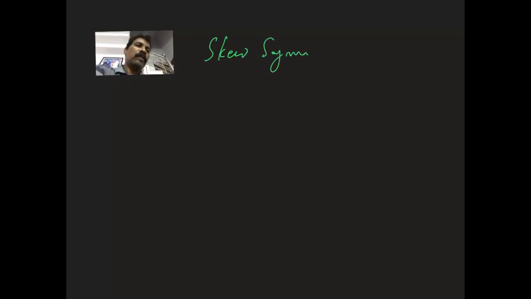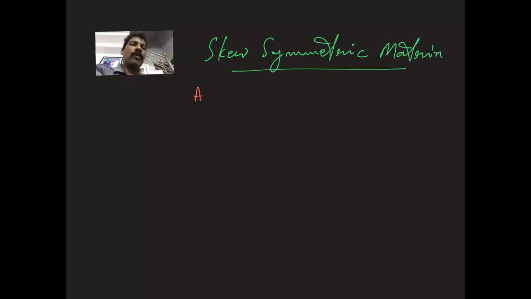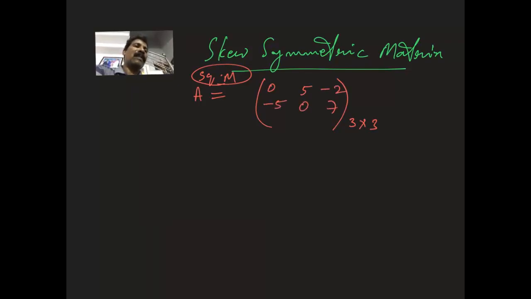Skew symmetric matrix. Let us consider a square matrix, capital A, say of order 3 by 3. That is 0, 5, negative 2, negative 5, 0, 7, 2, negative 7, 0.